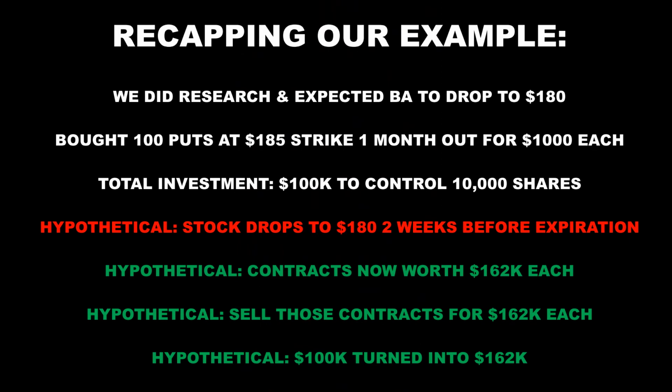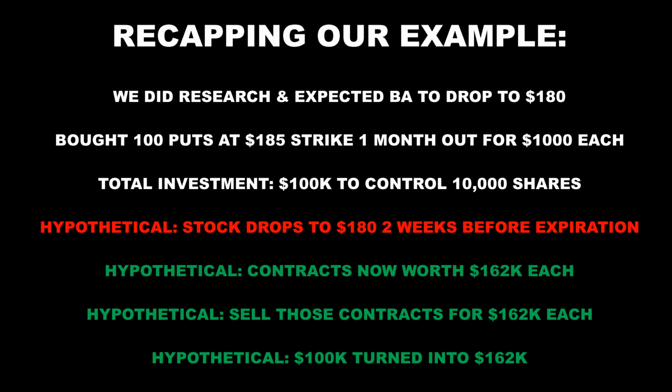For this example, let's say we were correct and Boeing stock dropped to $180 2 weeks out before the expiration. Your estimate with 2 weeks out came out to be that the $1,000 contract is now worth $16.20 each. We are going to be smart, right? We're going to take our profit and sell these contracts for $16.20 each. So congratulations, guys. You all used the put options wisely and turned a $1,000 investment into $16.20, right?